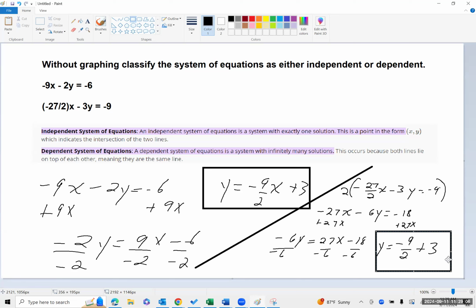So therefore, every point that is on one of the equations, every point that's a solution to one of the equations is a solution to the other equation. And since that's an infinite set, this has infinitely many solutions and is therefore a dependent system of equations. If the slopes had been different, that's when you have an independent system and then there is one intersection point. But these two equations are dependent.